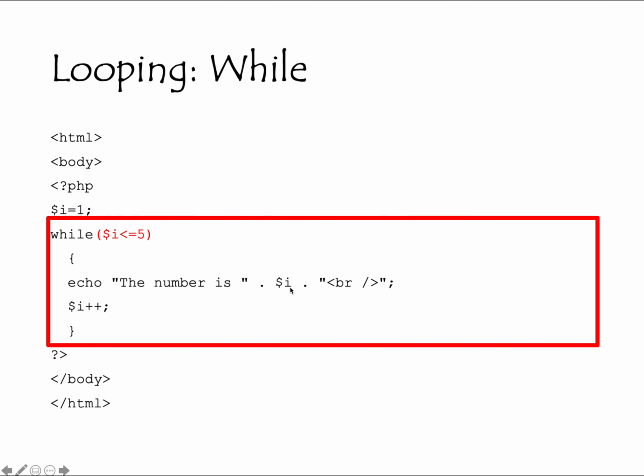So the number is 5. So far we wrote down 5 lines. The number is 1, 2, 3, 4, 5. And now your number I is updated to 6. With 6, the condition 6 is less than or equal to 5 is false. So when the condition is false, we will not run this loop anymore and will exit. So that's how this loop works. So let's test it, and you may better understand it.